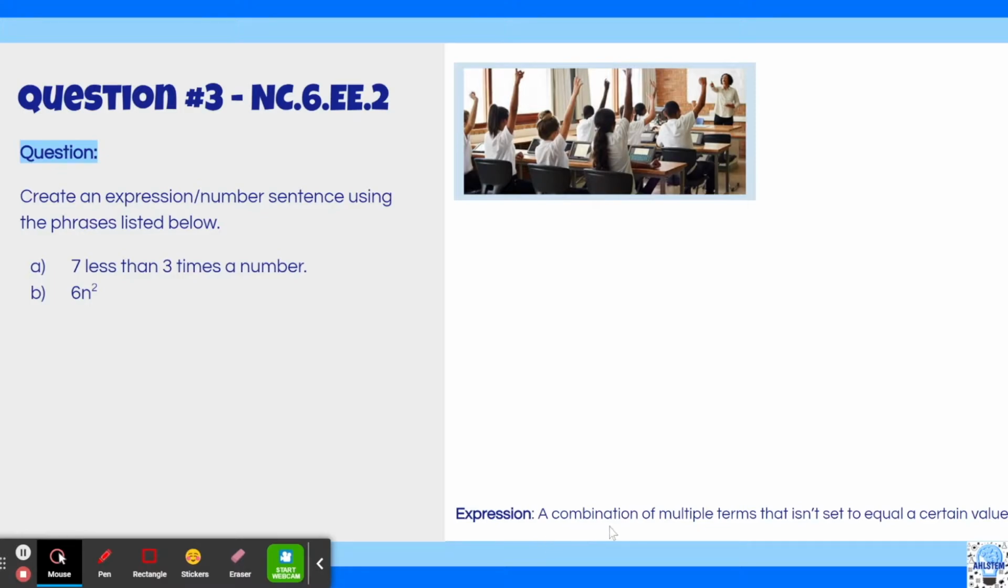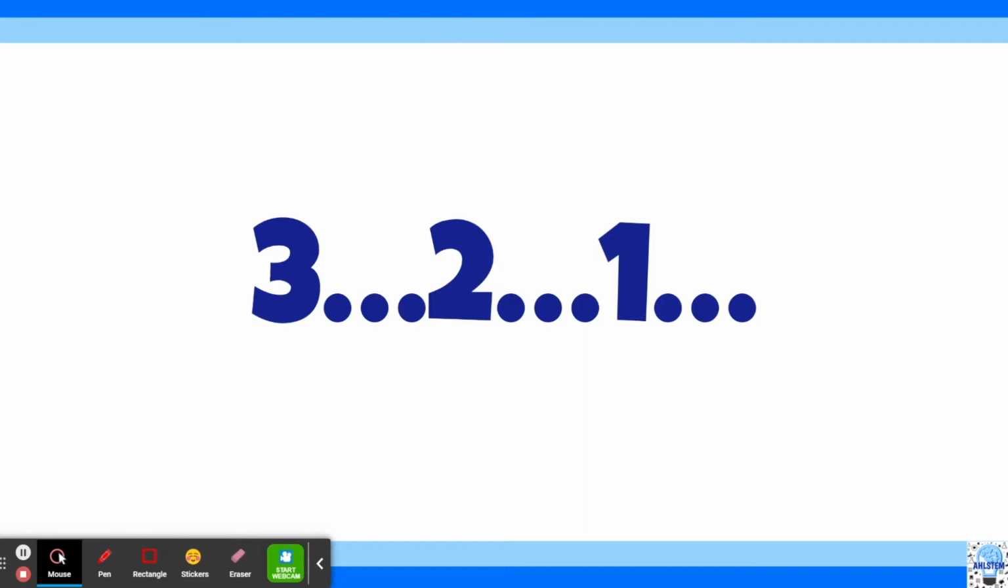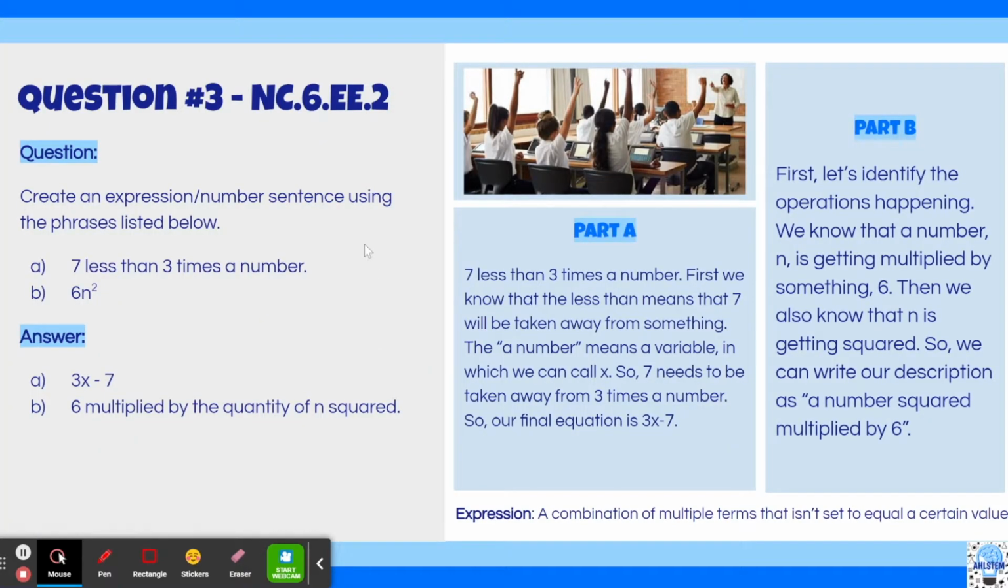An expression is a combination of multiple terms that isn't set equal to a certain value. All right, so pause the video now and take a few seconds to solve it, and then I'll reveal the answer, okay? Ready? 3, 2, 1. Okay, so for part A, it's 3x minus 7, and part B is 6 multiplied by the quantity of n squared. So once again, you can read through there, or you can just listen to me explain it.